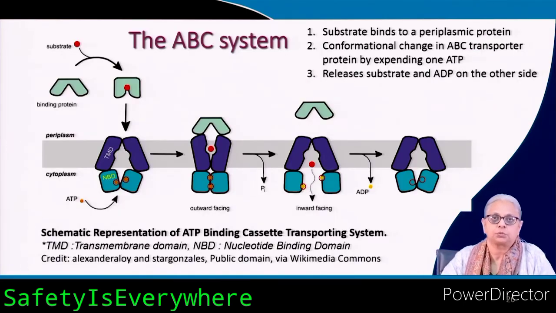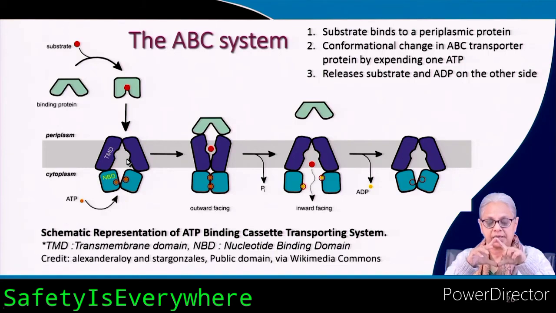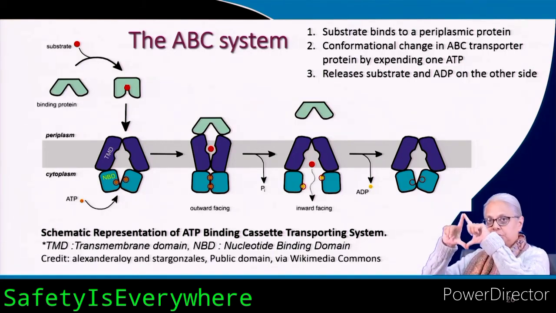And then we have the last one, which is the ABC system. Like I said, it's the ATP binding cassette, and what it does is you have a substrate in the periplasmic space that is going to be bound by a particular protein, which is also in the periplasmic space, and this substrate will be released to the transmembrane protein. There will be a conformational change. If you can see this, you have a conformational change.